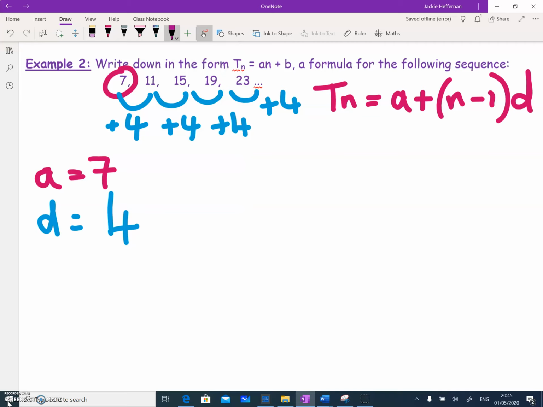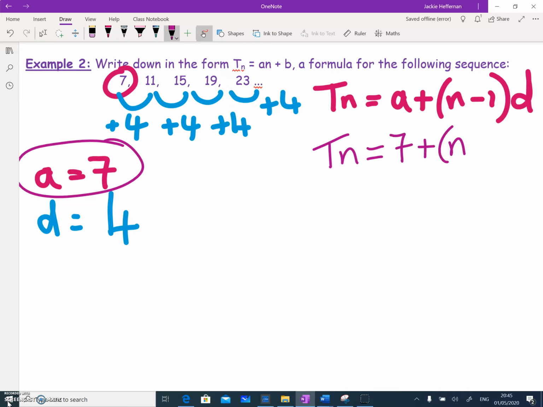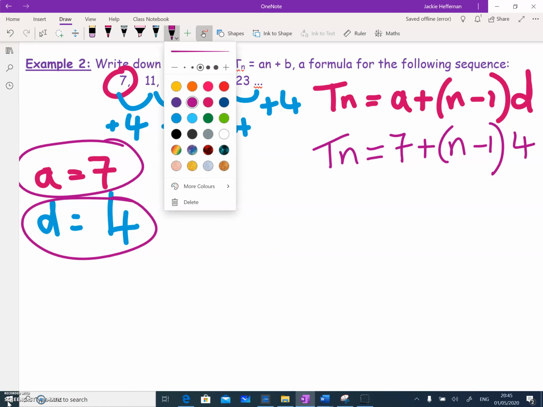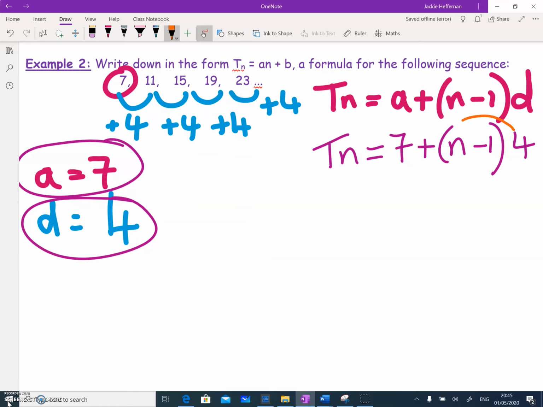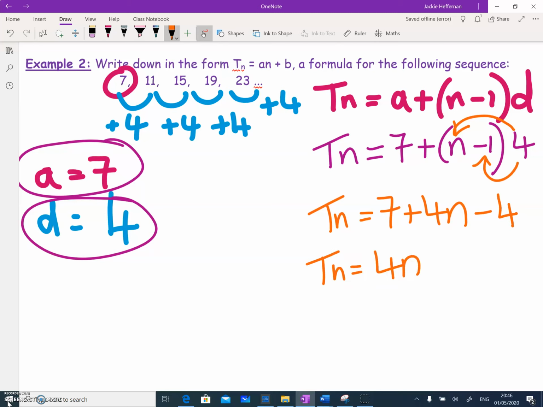So T of n equals, I found that a is equal to 7, plus n stays the way it is, minus 1 times the difference, which is 4. So 4 goes here. Now we tidy this up by multiplying the 4 by n and the 4 by minus 1. So T of n is equal to 7 plus 4 times n is 4n. 4 times minus 1 is minus 4. So T of n is equal to 4n, stays the same because it's on its own.